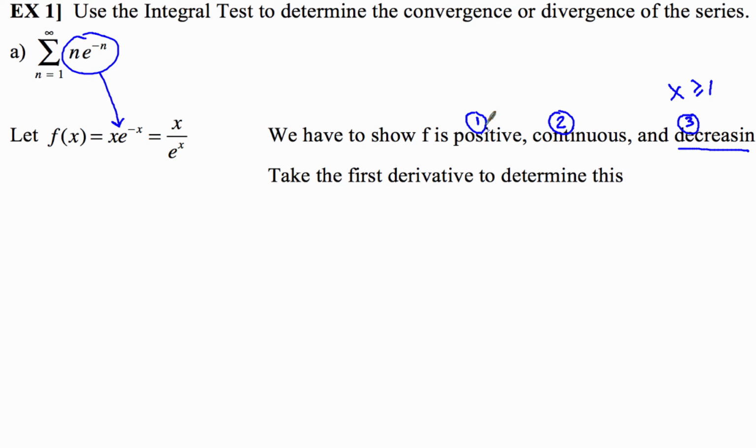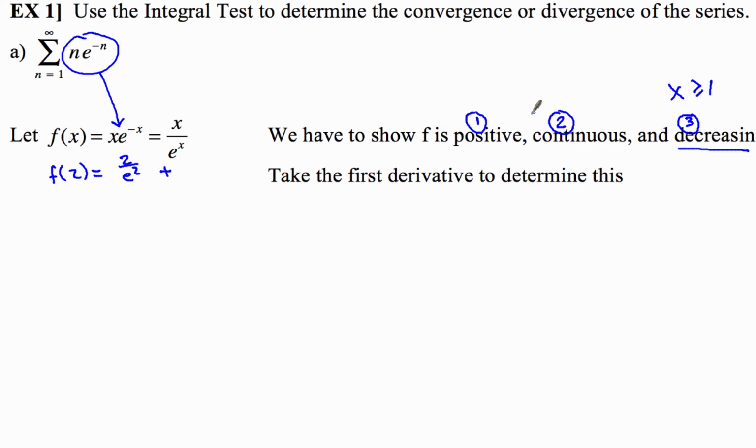Now to show f is positive, we can plug in a number greater than 1, say 2. If we plug in 2, f of 2 is going to be 2 over e squared, which we definitely know is positive. If we plug in 3, we'll get a similar positive result, and 4, and so on. So that is taking care of condition number 1.